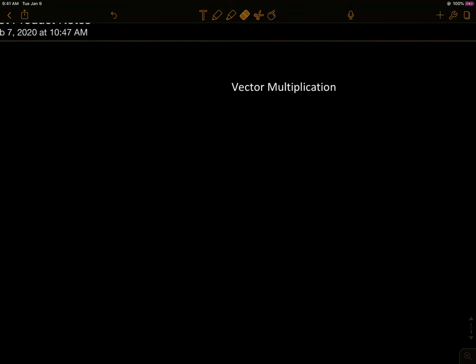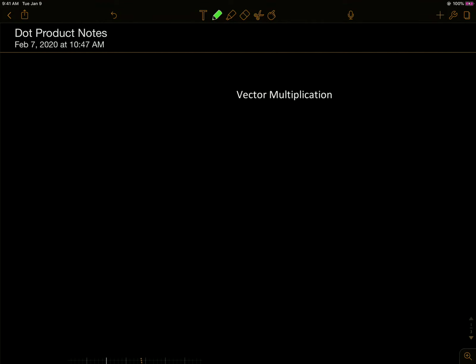Okay, so now we're going to look at how to multiply vectors. We've got different types of multiplication. We've already done scalar multiplication, which I'm not going to review. We've done a bunch of that. And now there's two types of vector multiplication.